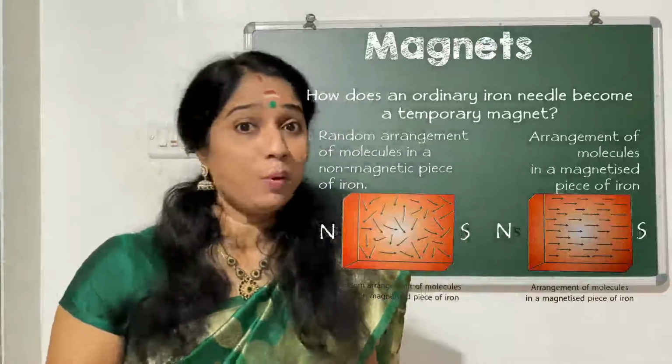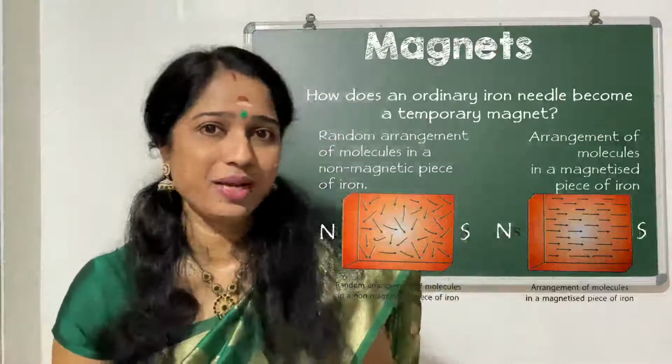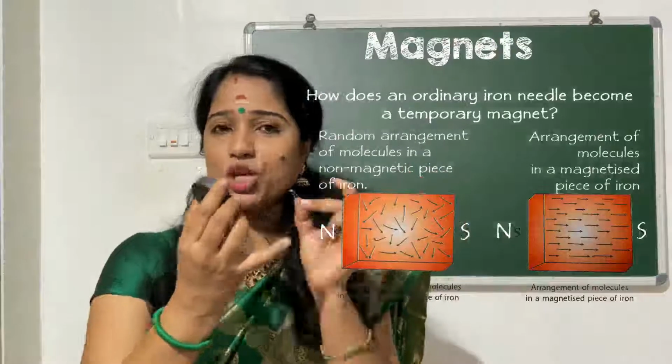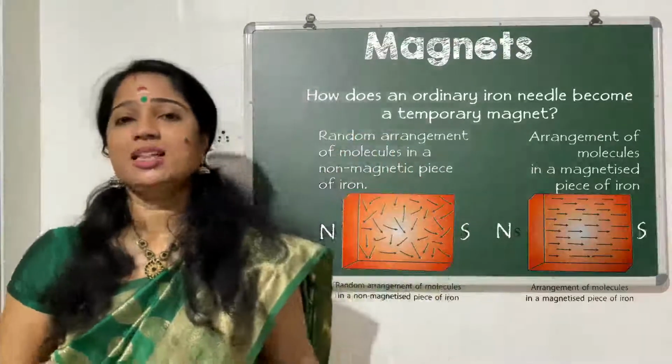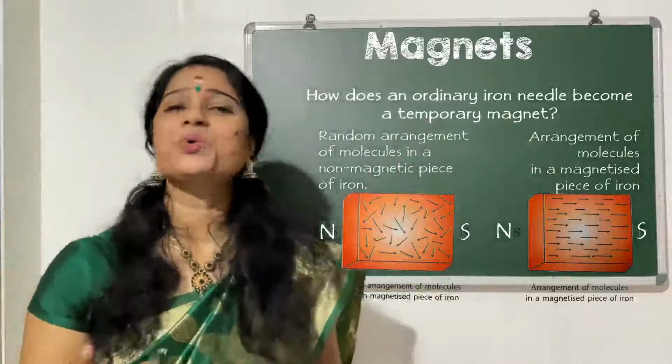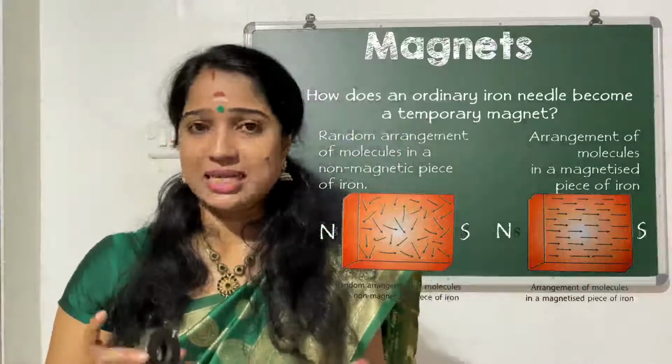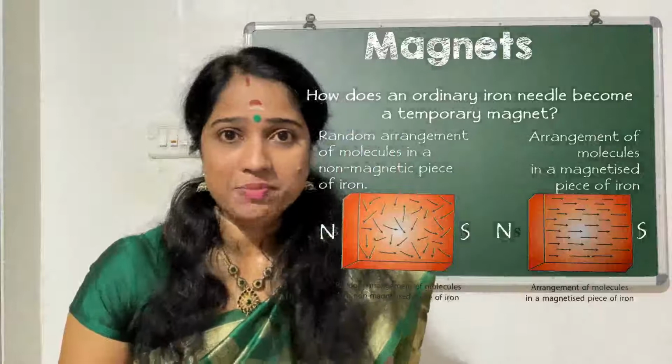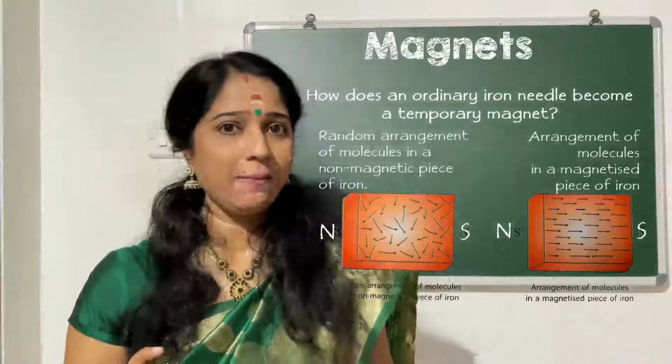So you can look at the board, see how the changes take place. Gradually, the molecules of this iron object will remain in which direction? North, south direction. So that is the organized manner. Clear? Yes. Then they also behave like a magnet.